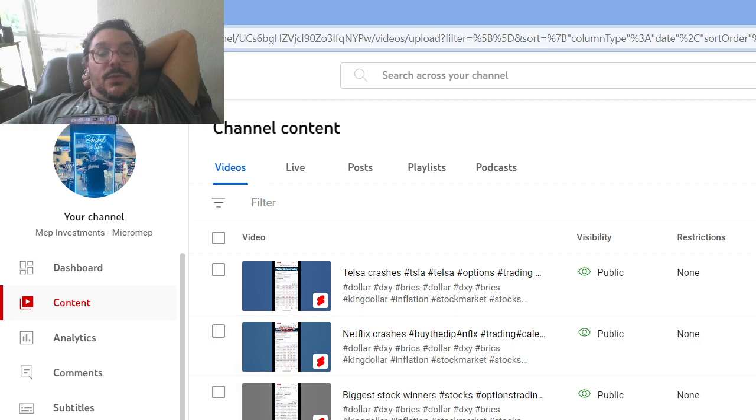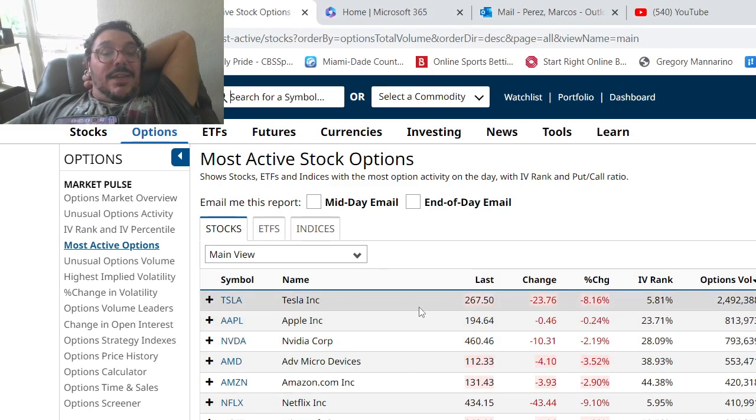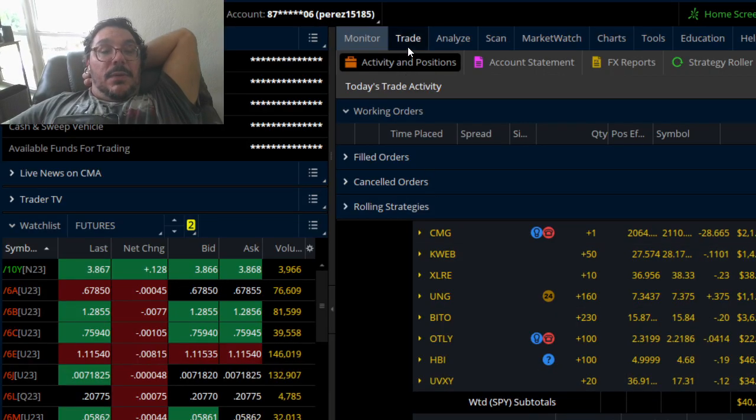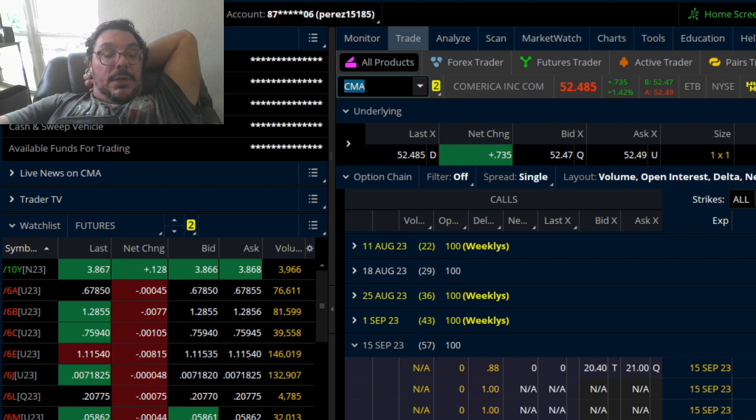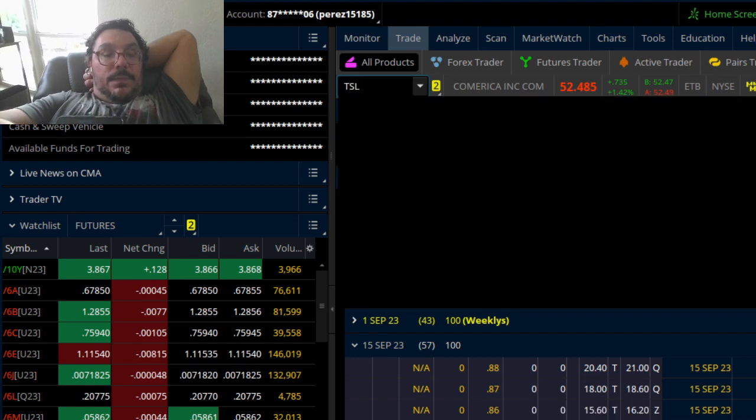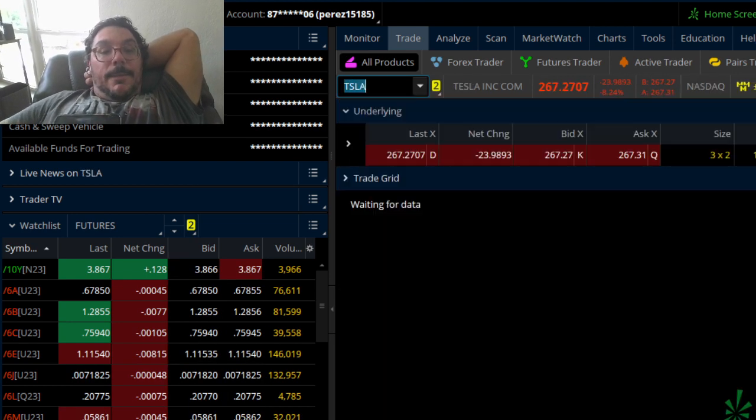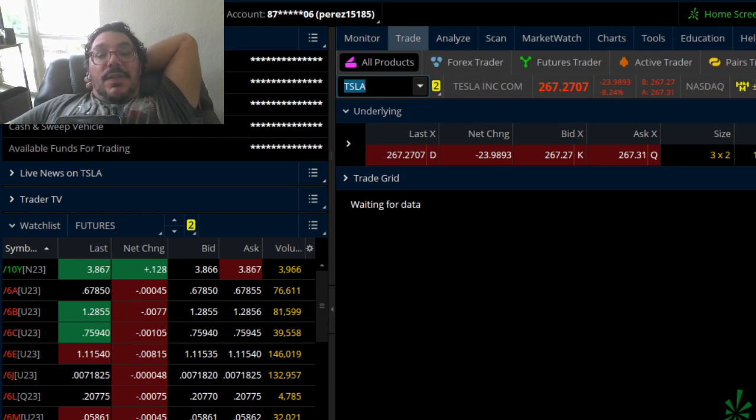So most actives here, let me go to this. Got Tesla down 23. So we're getting a lot of pressure on Tesla. Let's take a look at Tesla here. So it's basically at the low of the day.